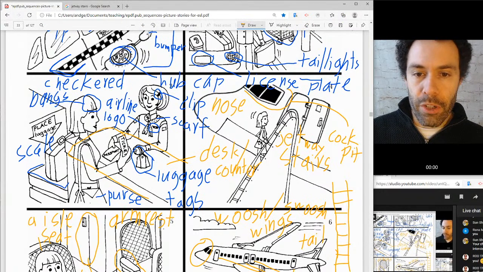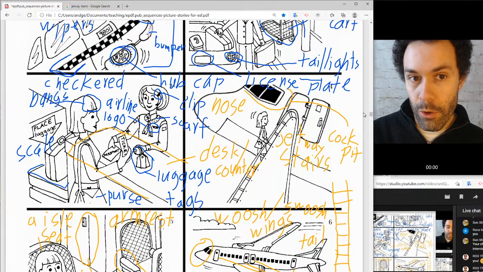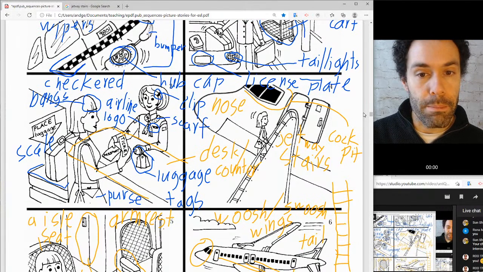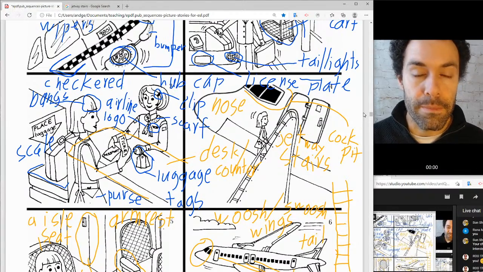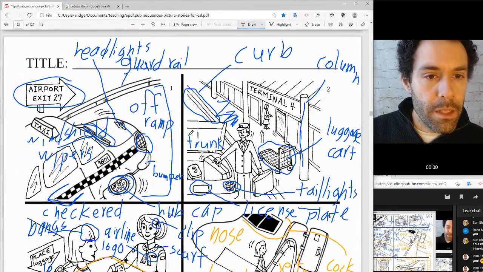All right, so I'm going to go back to the top picture and just kind of recap the pronunciation for these words. And of course, as I go through this, if there are words that I missed that you have questions about, be sure to let me know. Let's take a look at picture 1.